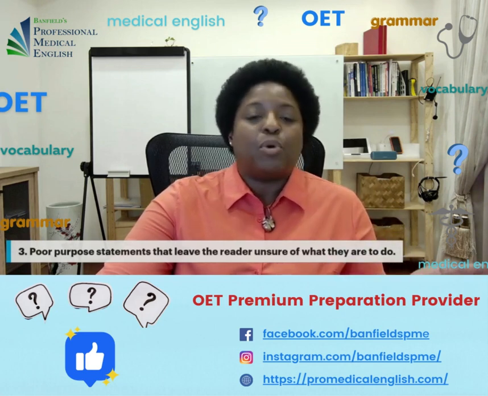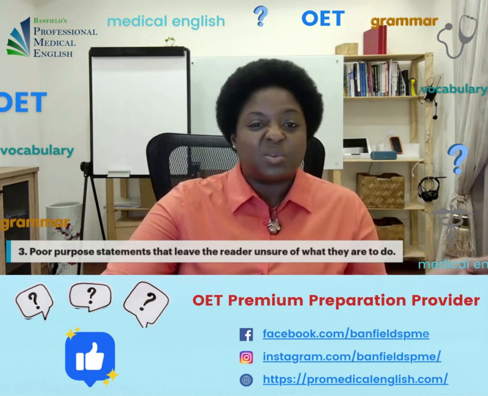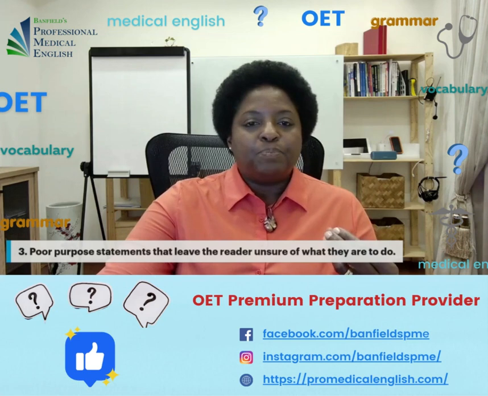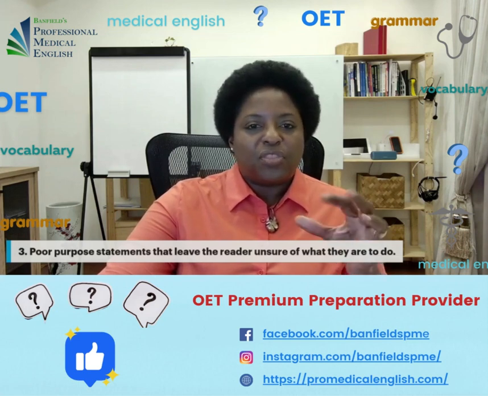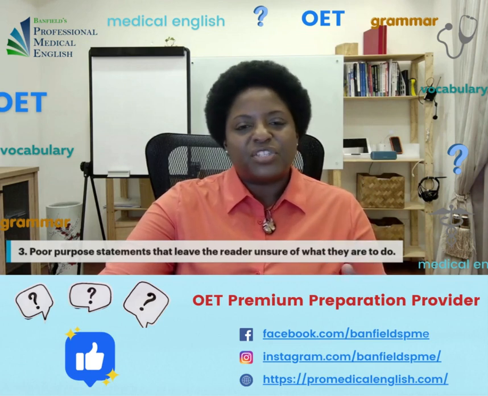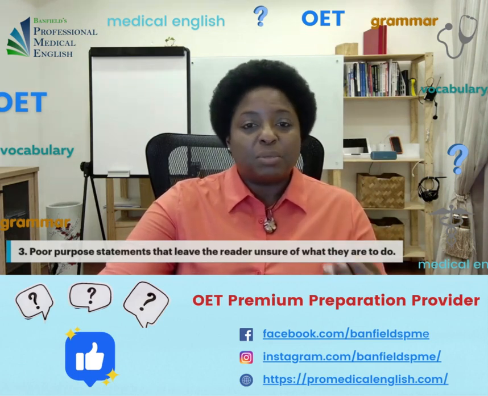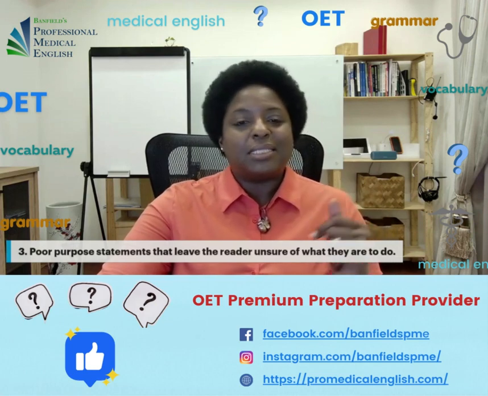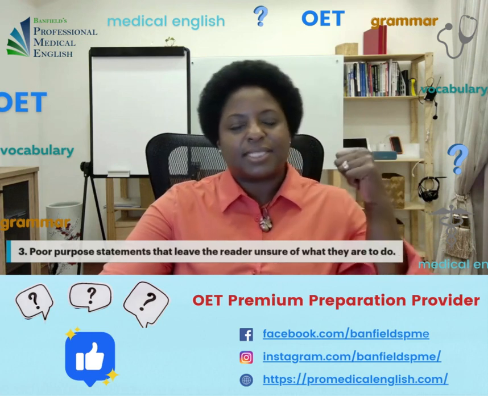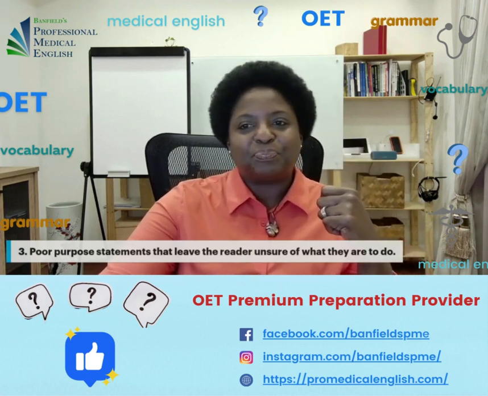The next area is poor purpose statements that leave the reader unsure of what they're even supposed to do, what's important in this patient, which is a nice question. What's important in this patient? So that lack of clarity, that lack of understanding is a problem because remember, again, in real life, your readers are busy. I like to tell my students, get to the point. I got things to do. I got 60 patients in the waiting room.